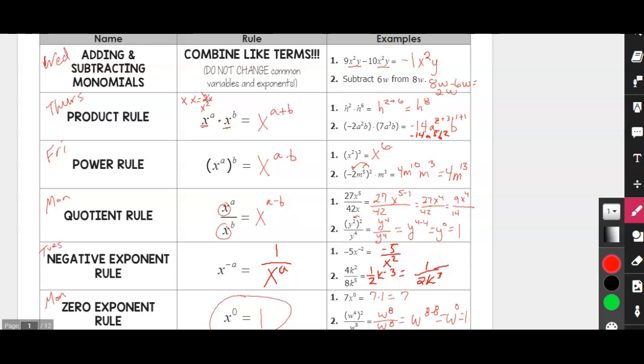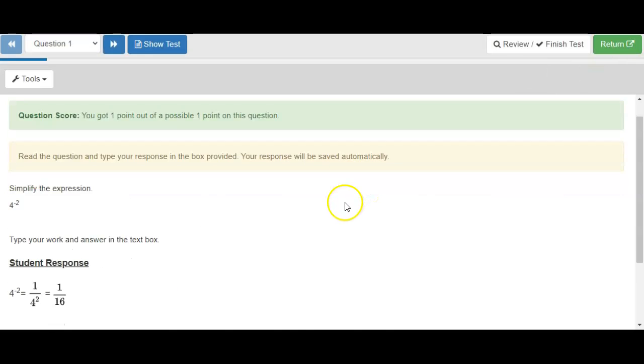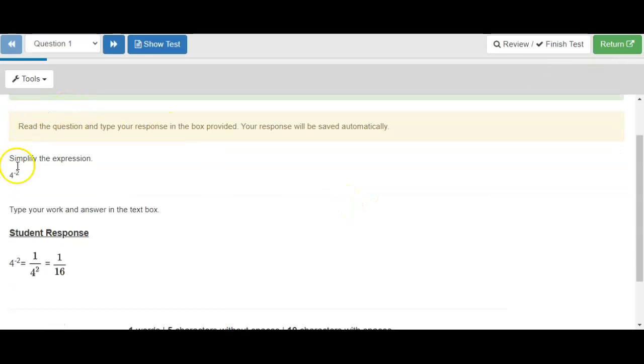So here's what I want you to do. You log back into your quiz. This is what it would look like. I picked a student that did fairly well, so I can show a couple examples. Okay, and you click review test. It'll tell you which ones you got wrong here, which ones you got right. You click review, and you can see that right here is the question, 4 to the negative second power.